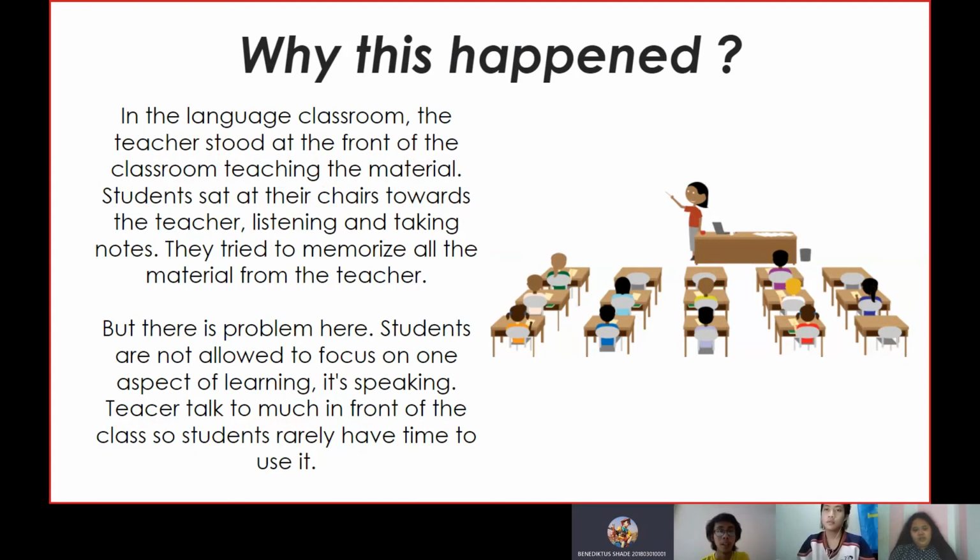So why does this happen? In class, the activity that most often occurs is the teacher talking to explain the material in front of the class, and meanwhile the students sit in front of the teacher to listen and take notes on what the teacher explained. In this case, teaching and learning activities have occurred. However, this has not been fully effective because we encounter many classes where the teacher dominates the conversation. It can take the form of explaining material or leading a class discussion. This makes students not have enough time to speak or use their language in class. Next.